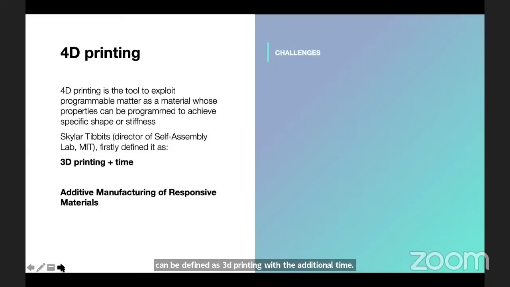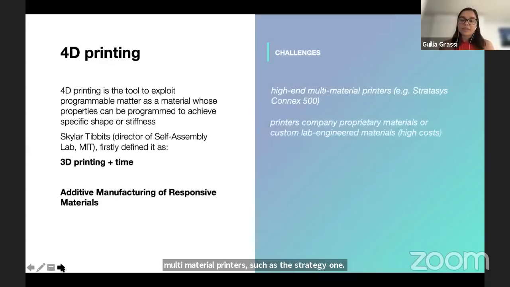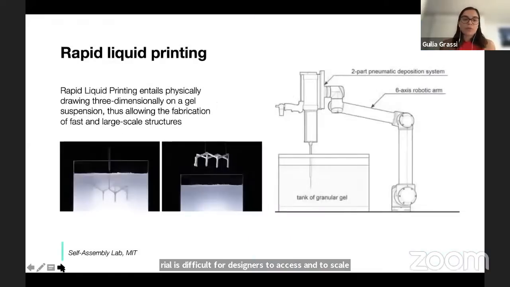The current state of the art in 4D printing presents some challenges. It has high-end multi-material printers, such as the Stratasys one, and the printer companies have their own proprietary material, so that we don't have much information about those materials, or researchers make their own custom lab-engineered material. This led to the fact that experimentation on active material is difficult for designers to access and to scale toward applications. We decided to employ rapid liquid printing as a tool, which entails physically drawing three-dimensional gel suspension. Therefore, it allows faster large-scale fabrication.